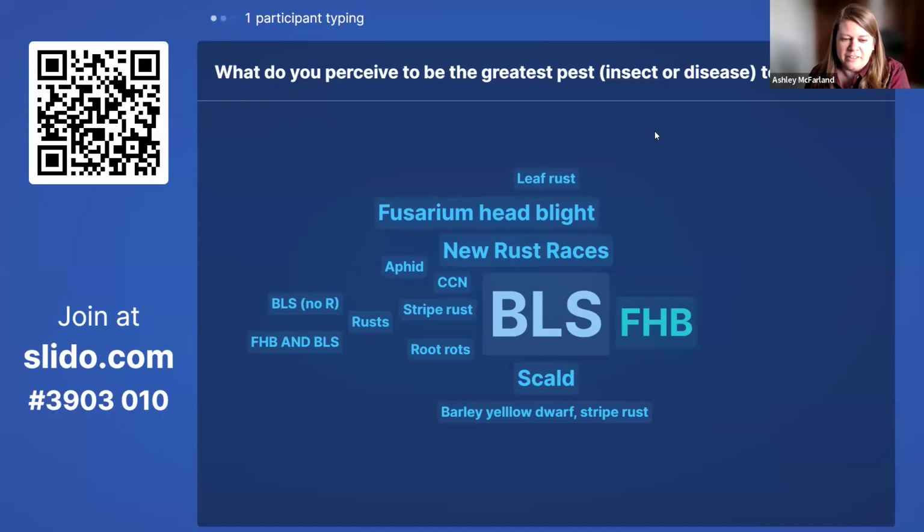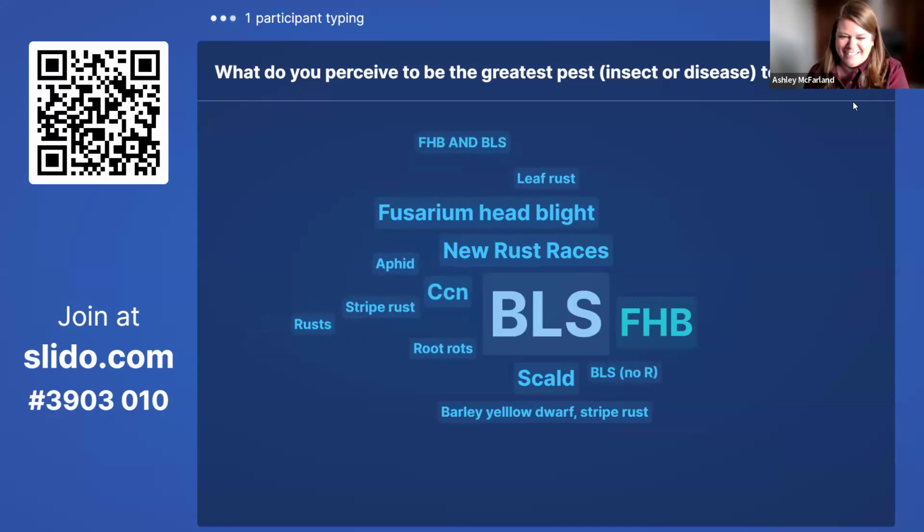There's the ultimate waffle out there, FHB and BLS. I'm sure a lot of people would have said that too. All right, we'll go ahead and close this one out. So bacterial leaf streak is actually coming out ahead as the winner. And for those of you who were focusing just on the BPI pest, perhaps not thinking about FHB, it certainly was reigning superior to the others.